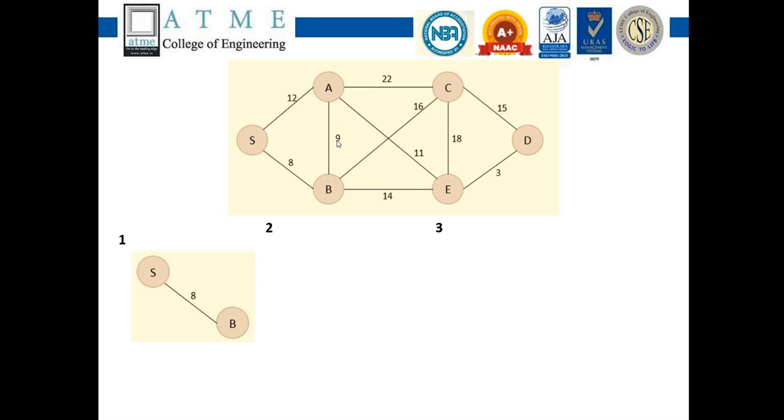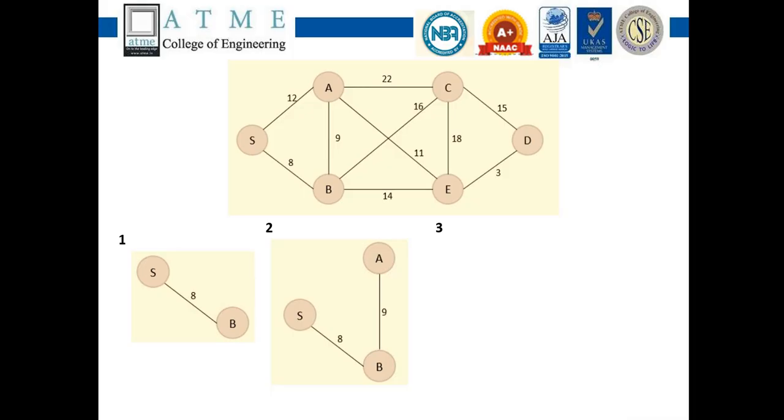If I select for A, what is the cost associated with this? 9. For this, it is 14. For this, it is 16. So, according to this 9, 16 and 14, which is lesser? 9 is lesser. So, we will select that particular edge. So what is the spanning tree? S to B, B to A.